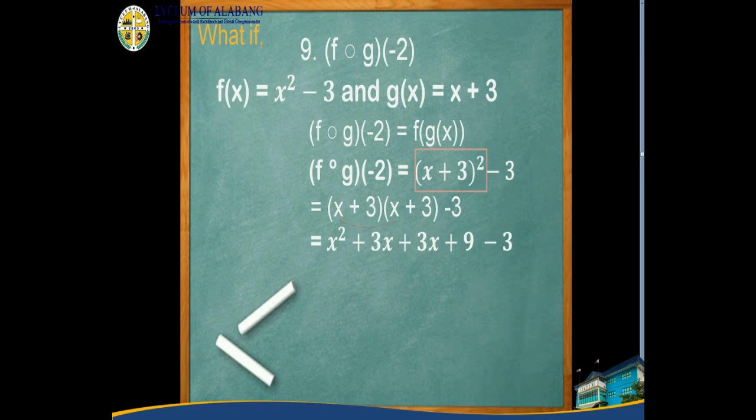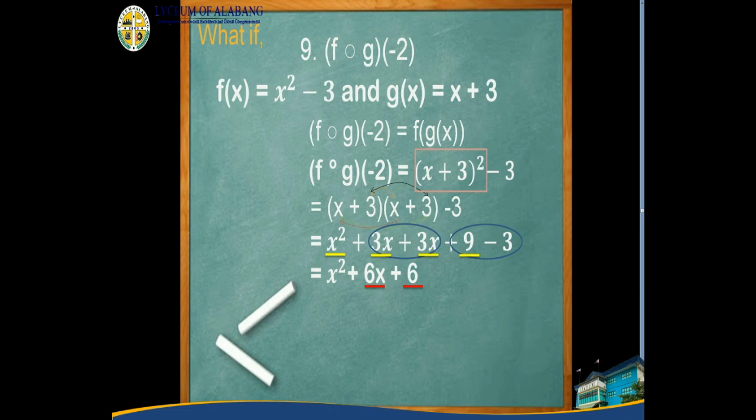x times x is equal to x squared. x times 3 is equal to 3x. 3 times x is equal to 3x. And 3 times 3 is equal to 9. And combine like terms. 3x plus 3x is equal to 6x. And 9 minus 3 is equal to 6.